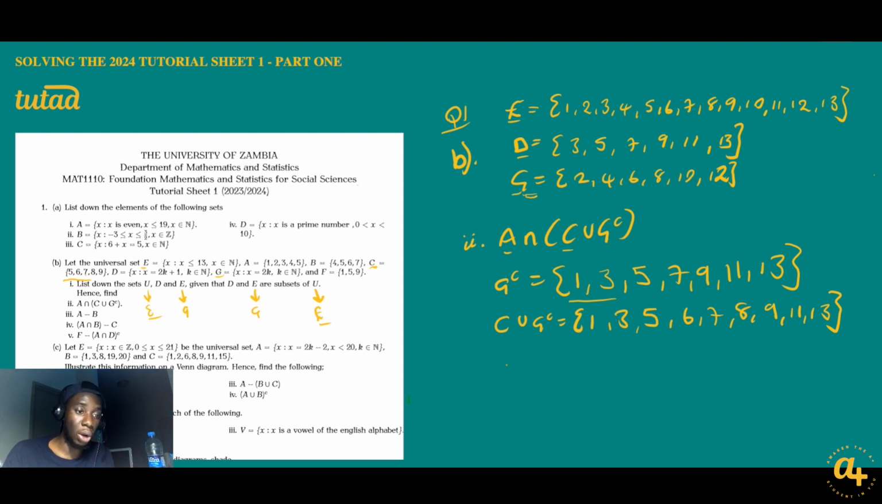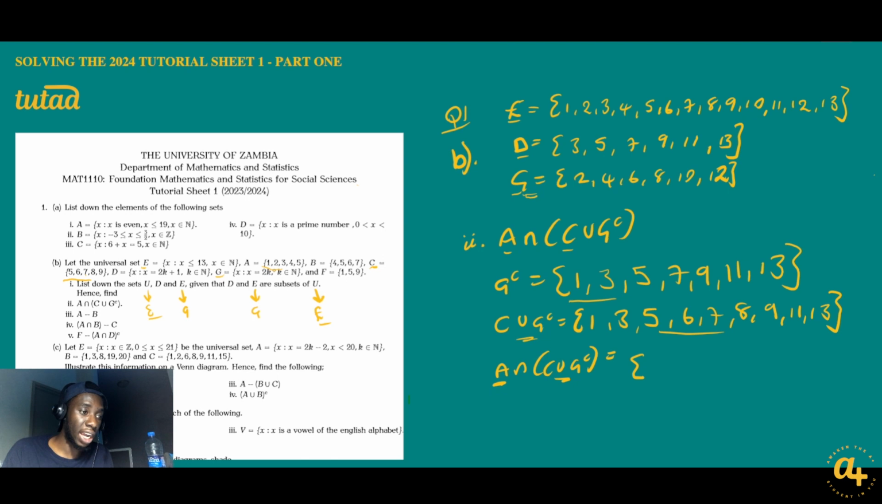Now that we have found C union G complement, let us find A intersection C union G complement. Let's do just that. So now what we're being asked here is to find what is common in the set A and the set C union G complement, and we've already found what C union G complement is. This is the set, right? And we know that A right here is equal to 1, 2, 3, 4, 5.